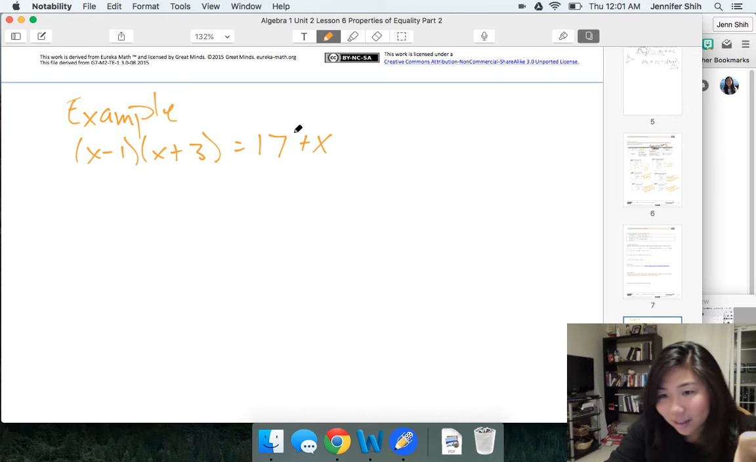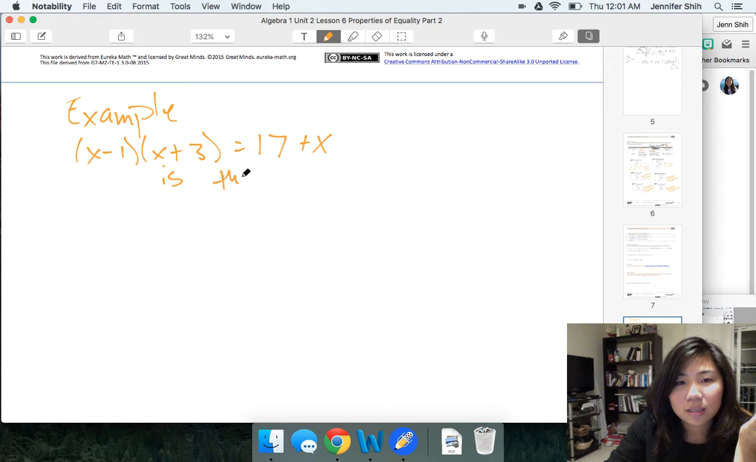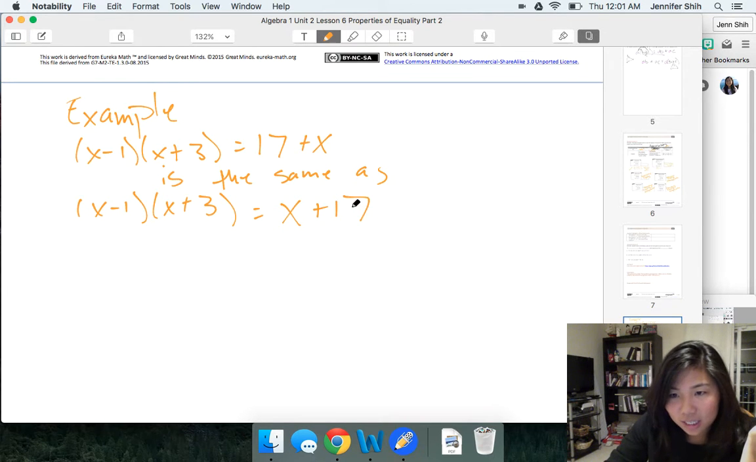Why is this the same as x plus 3 equals x plus 17? Why are these two equations true? Well, this is how you write your if-then statement for this case.